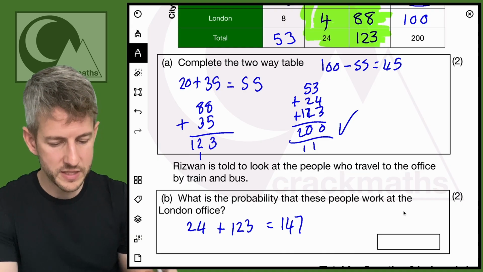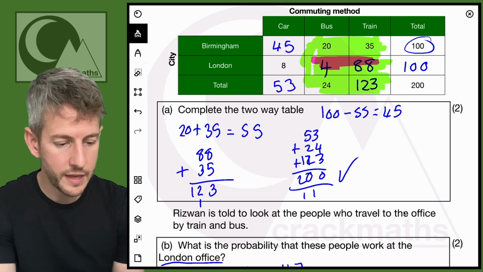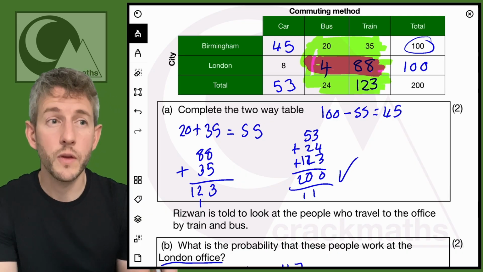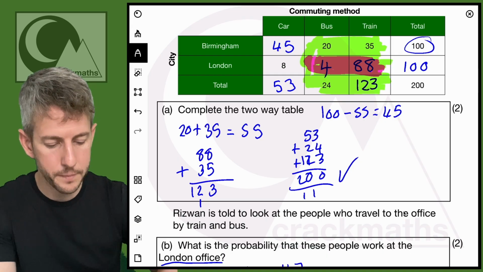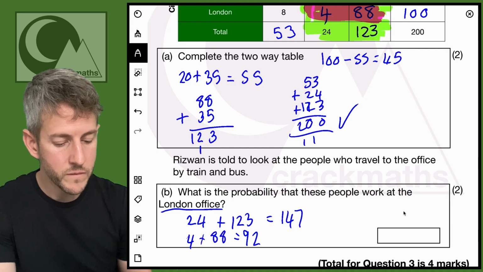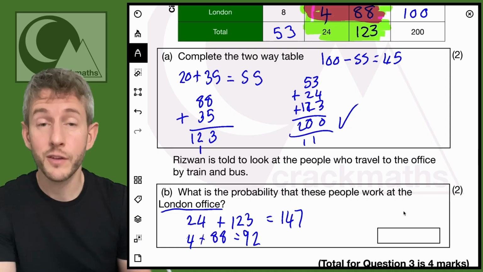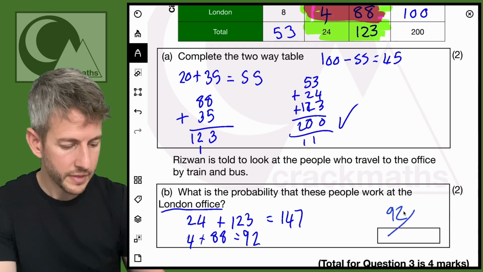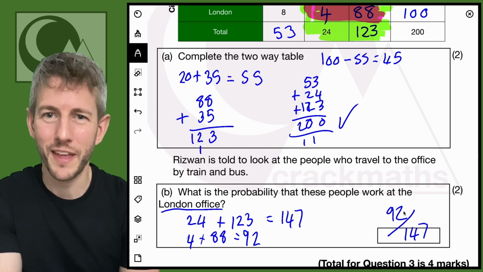So let's have a look back at this table. So we want the people that work in the London office. So here we go. It's these people that work in the London office. So that is going to be 4 people and 88 people. So I know that 4 add 88 equals 92. So the probability that of the people that travel by train and bus, that they work in the London office, that probability is going to be 92 out of 147. Okay, I did not make that box big enough for the answer.